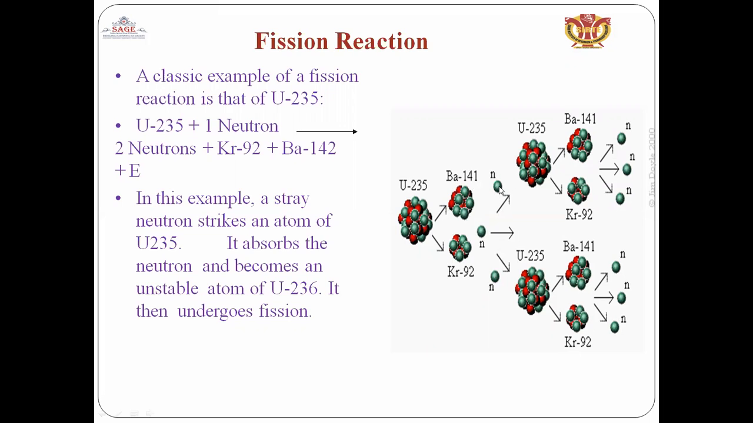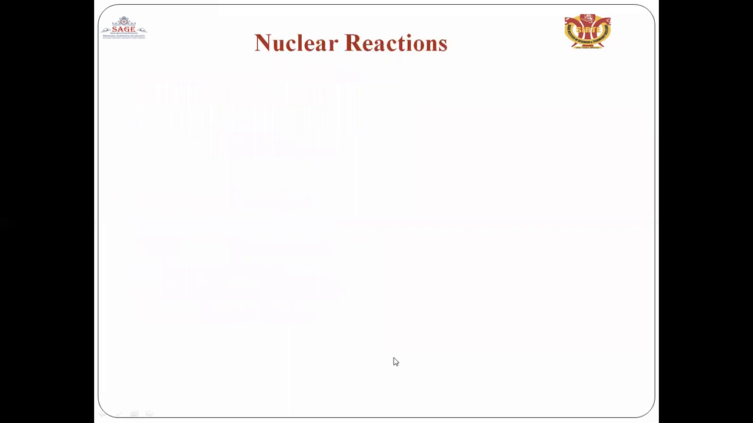After that, uranium-235 atoms are split, creating barium and krypton after the neutron reaction takes place, and subsequently a chain reaction can follow. So uranium-235 plus 1 neutron gives 2 neutrons plus krypton and barium-142. In this example, a stray neutron strikes an atom of uranium-235. It absorbs the neutron and becomes an unstable atom of uranium-236.